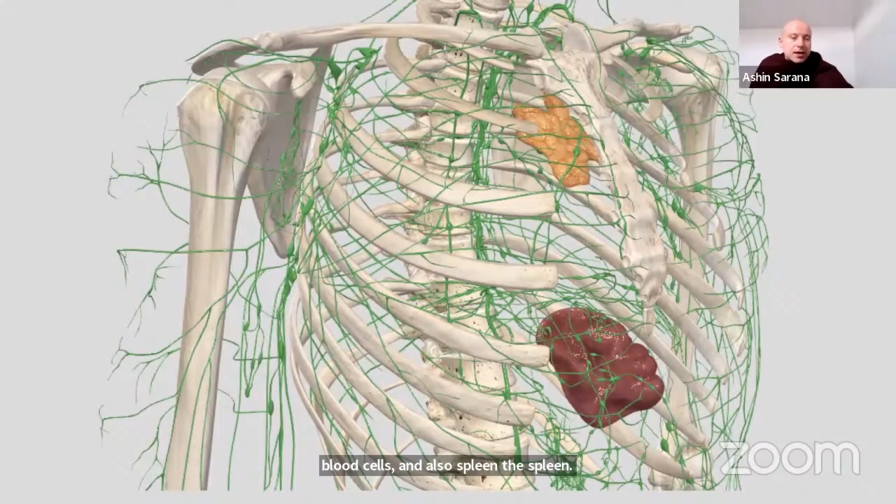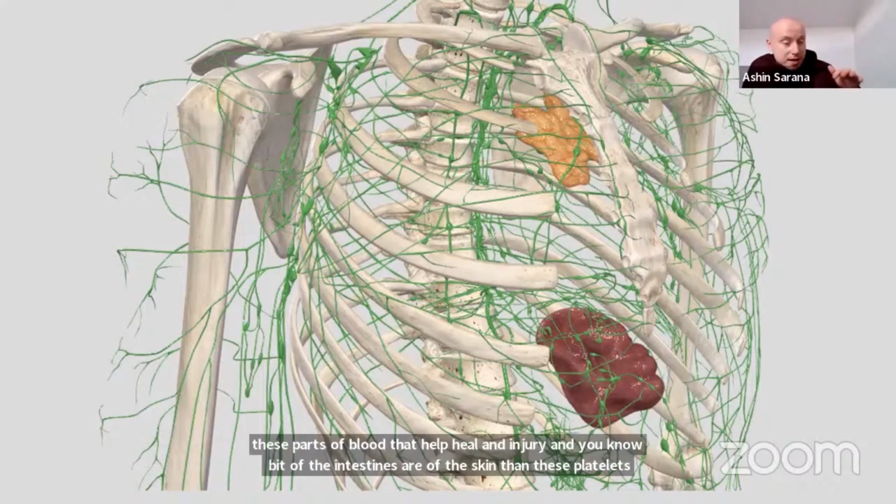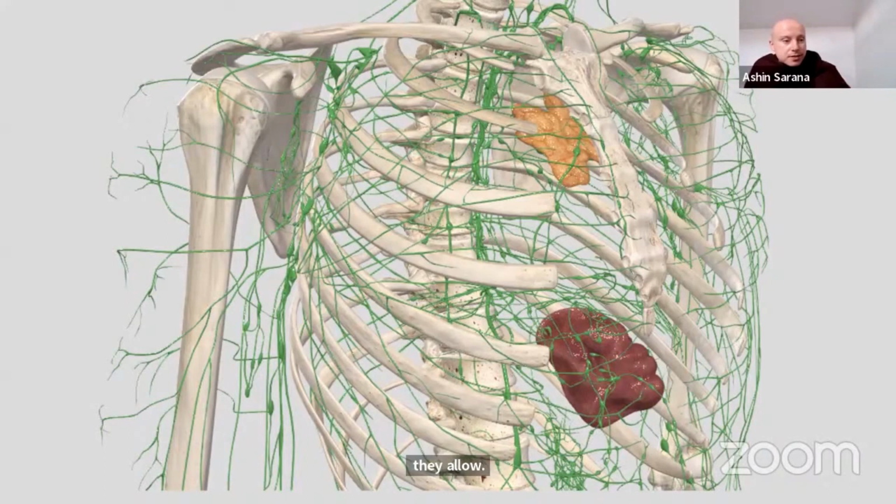Platelets are these parts of blood that help heal an injury, and be it of the intestines or of the skin. Then these platelets, they allow recreate the skin at that place.